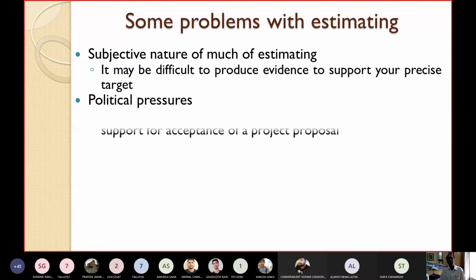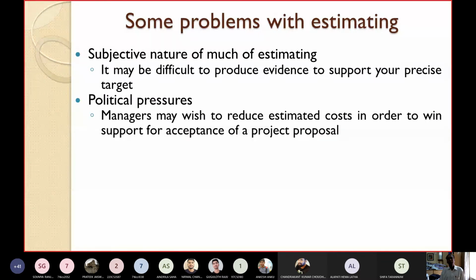There might be some political pressures. The managers may want to reduce the estimated cost in order to win support for acceptance of a project proposal. They know about 10 lakhs will be spent, but initially they will say that only 8 lakhs will be spent. If they deliberately reduce the cost to win the support for acceptance of a project proposal due to political pressures, then when you go to reality, it might take another 2 lakhs more, and then you will be in problem. This is another problem with estimating.